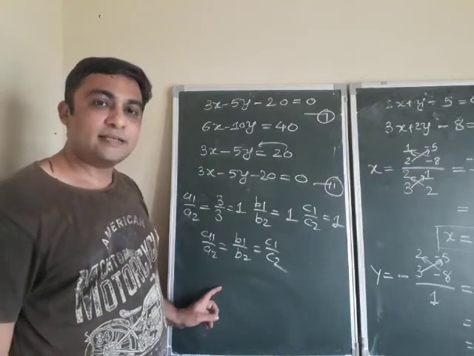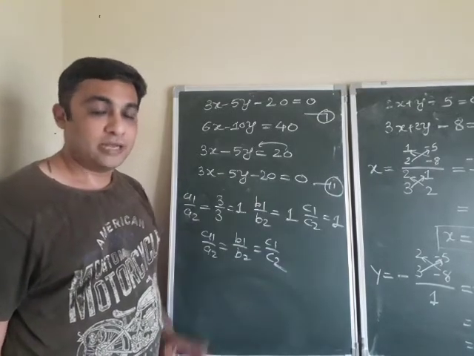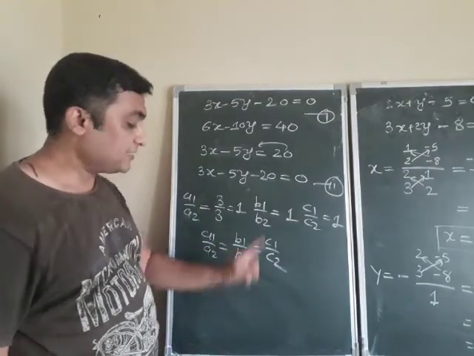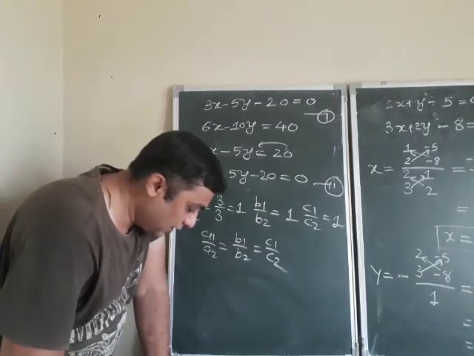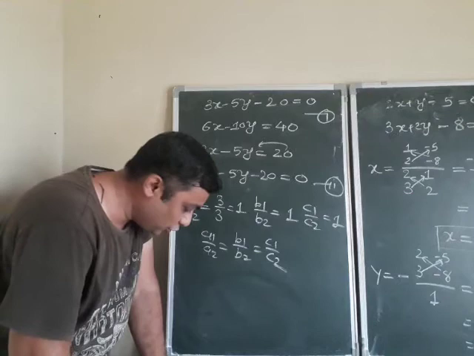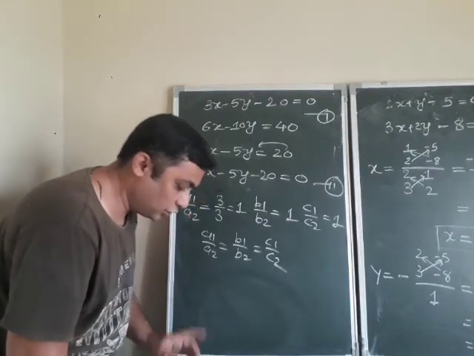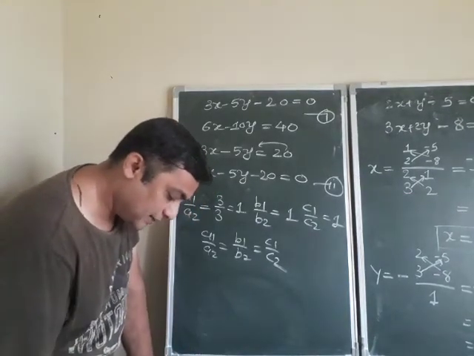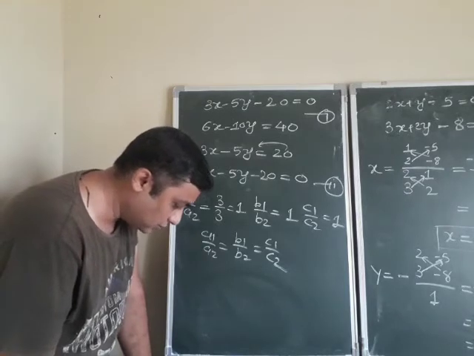So it has infinite many solution and system is consistent. Here they have asked in terms of solution, unique solution, no solution and infinitely many solutions. So write down, it has infinitely many solutions. That's all. Over.